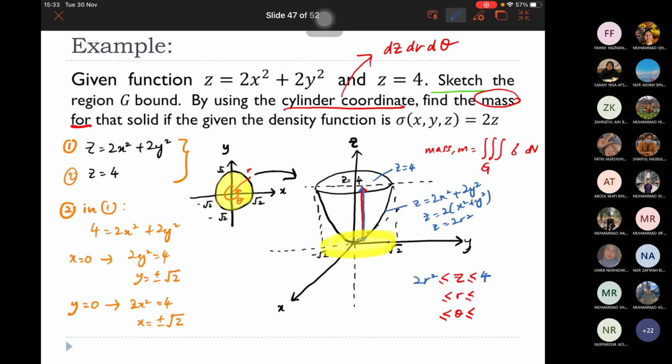What about r, from what to what? 0 up until root 2. And theta? 0 until 2 pi. Correct. So we put all of these boundaries into the calculation for mass.